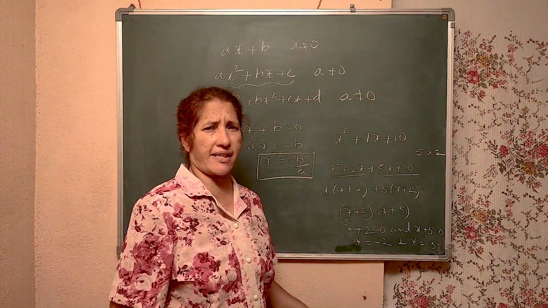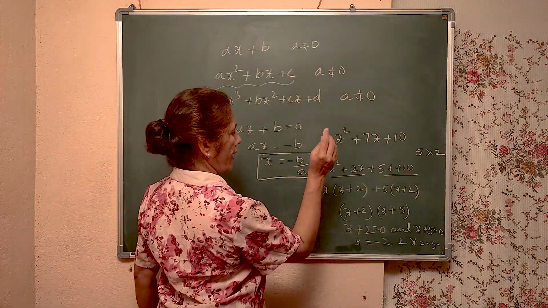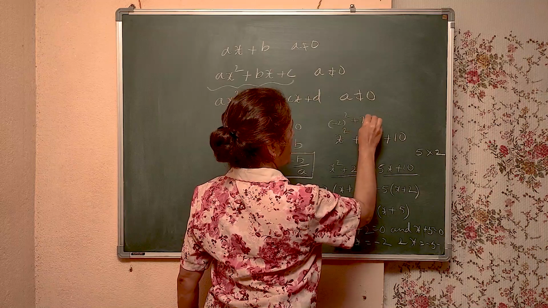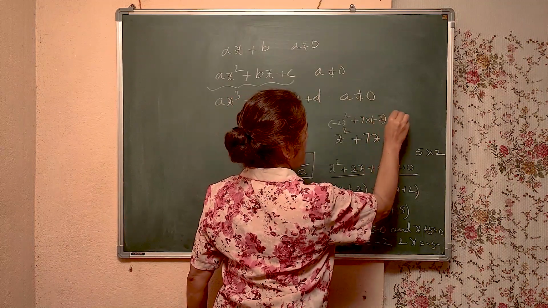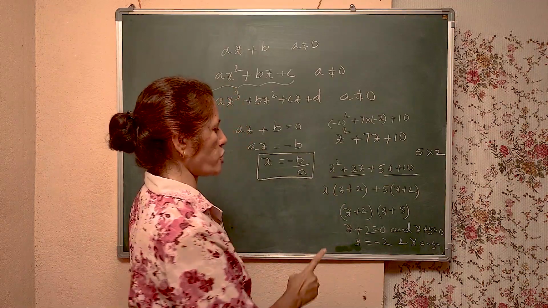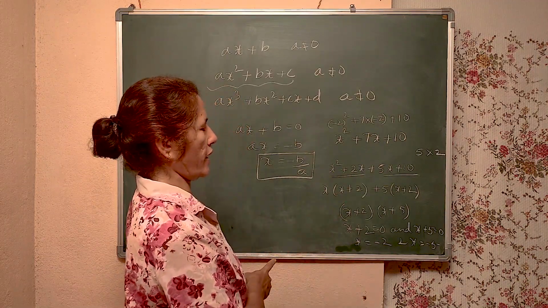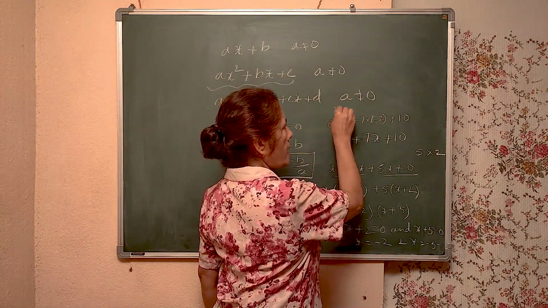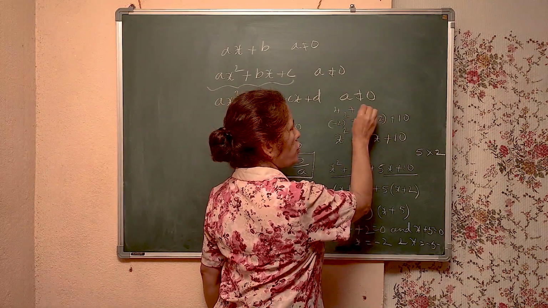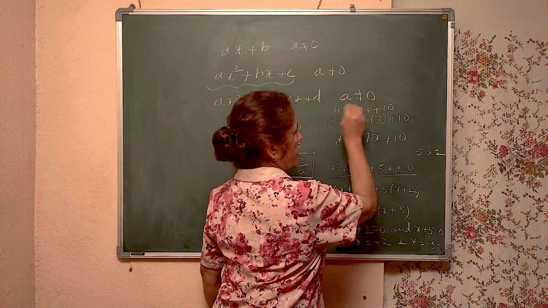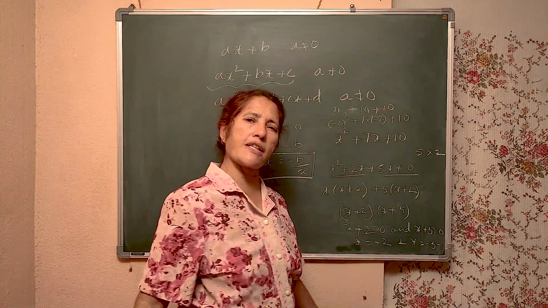Let us check whether it is correct. Substitute x equal to minus 2: minus 2 the whole square plus 7 into minus 2 plus 10. Does this value become 0 when you substitute minus 2? Let us check. Minus 2 the whole square is 4. 4 plus 7 into minus 2, minus 14, plus 10. So, 10 plus 4 is 14, 14 minus 14 is 0.